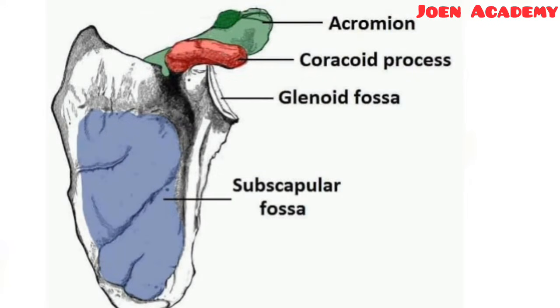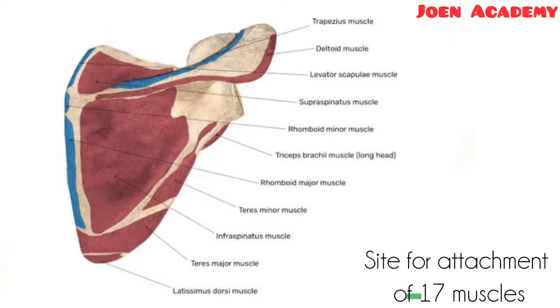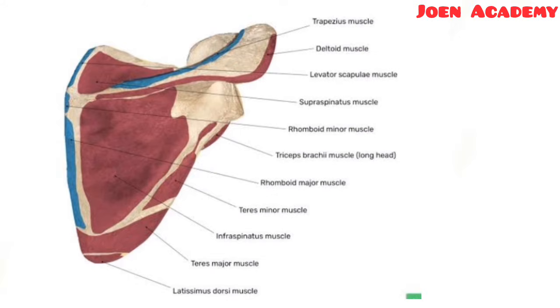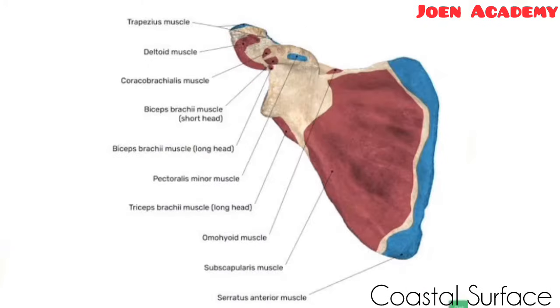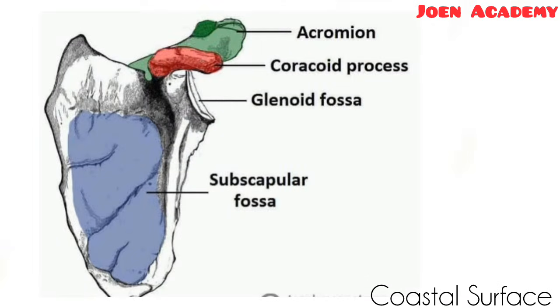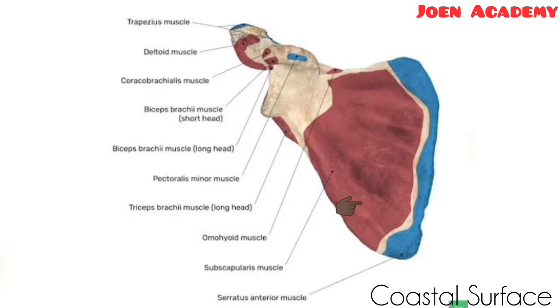It is a triangular flat bone that serves as a site for attachment of 17 muscles. This bone has 2 surfaces and 3 borders. The 2 surfaces are the costal surface and posterior surface. The costal surface can also be called the anterior surface. It is the surface of the scapula that faces the rib cage. It contains a large concave depression that is known as the subscapular fossa. The subscapularis, which is one of the rotator cuff muscles, originates from this fossa.